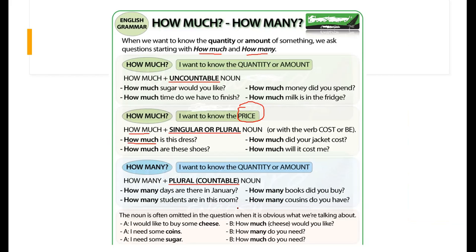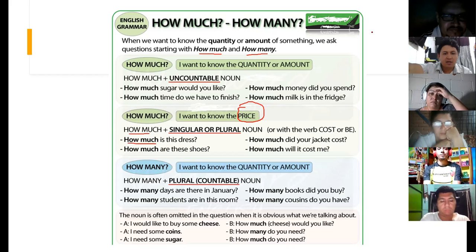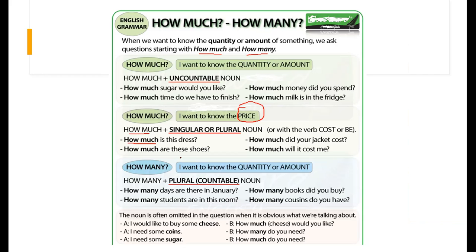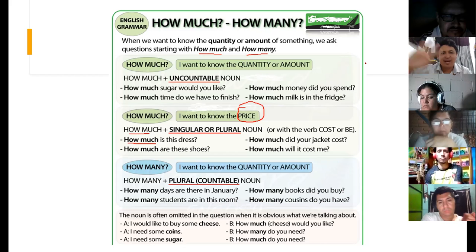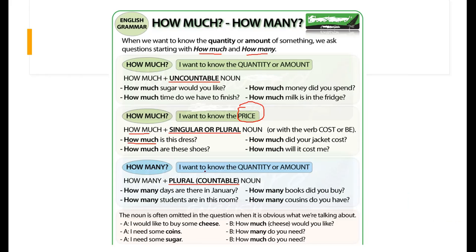How many students are in this room? So how many students are there in this class? We are supposed to be 20, but right now we are 16 students, okay? How many students? How many books did you buy? Maybe none, right? Ninguno. How many cousins do you have? I have a lot of cousins, right? Primos, o primas.